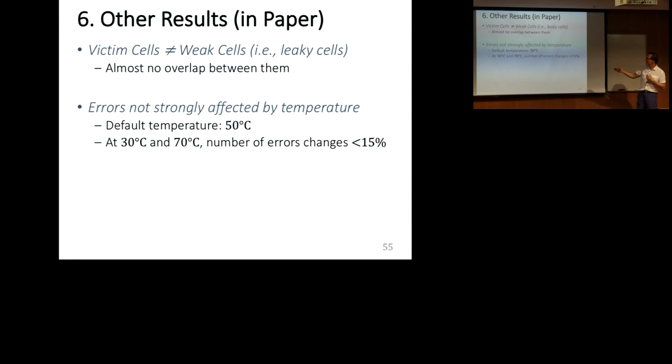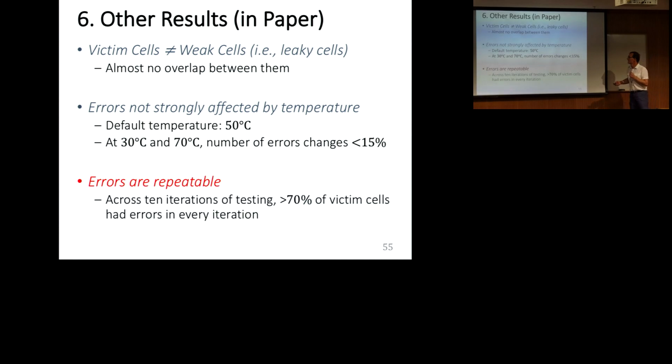RowHammer errors are also not strongly affected by temperature. This also, I think, supports this a little bit because retention errors are actually strongly affected by temperature. Charge leaks faster at high temperatures, but in this case, the failure mechanism is different. So this is very important. Errors are actually repeatable. Basically, if you are able to flip a bit, you're able to flip it again and again and again, and that causes a security problem. If this was more random, then you would have much less of a security problem. This repeatability is the problem. Because the cell is vulnerable, you can actually attack it.